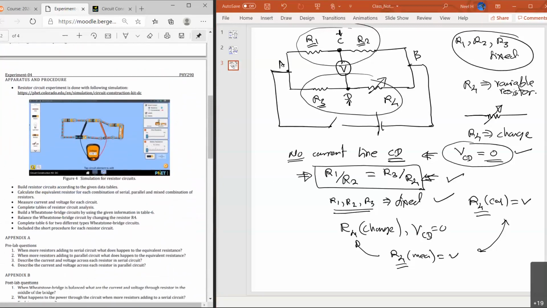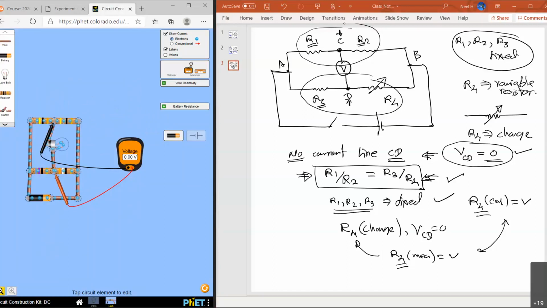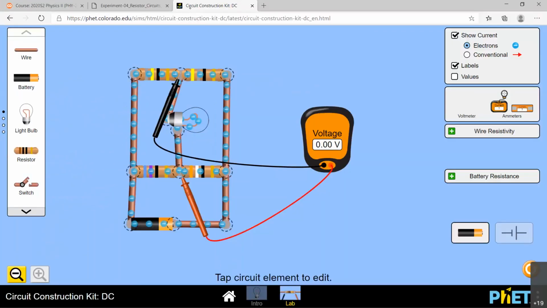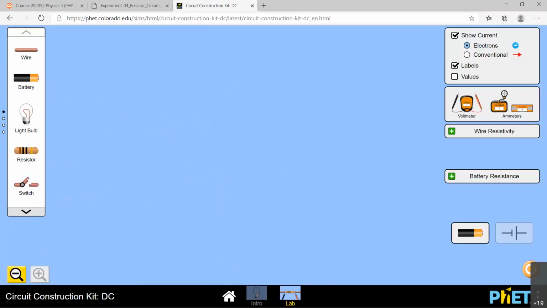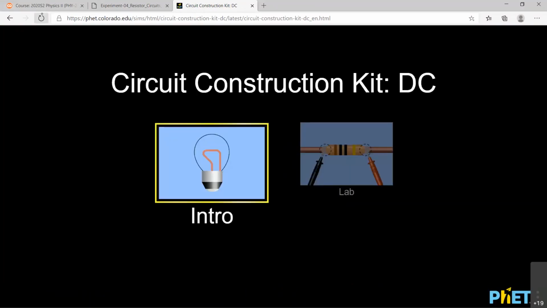You can click on this link right here on page number 2. Then you will get into the simulation page. It should look like this. Let me reset everything here. When you initially get into the simulation, it's going to look like this page, right?